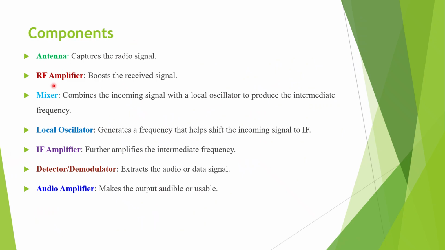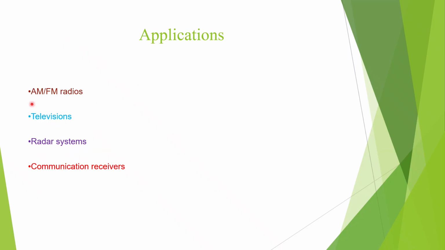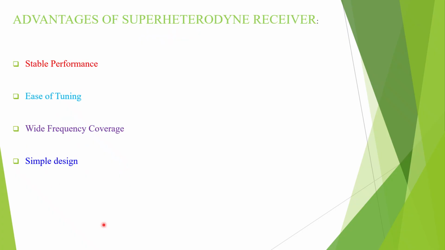The components are the antenna, RF amplifier and so on, as I explained in the block diagram. Applications: they are used in AM and FM radios and televisions, radar systems and communication receivers. Advantages are that they have stable performance, are easy to tune, can cover a wide frequency range, and the design is simple. So these are the advantages of the superheterodyne receiver.